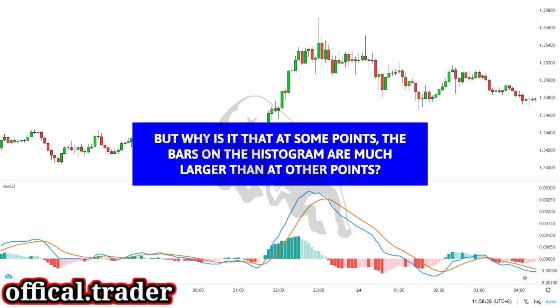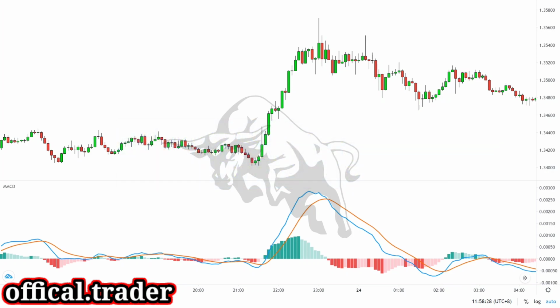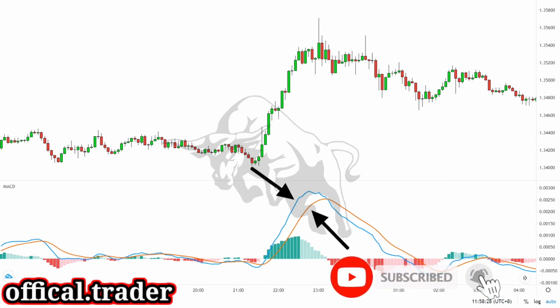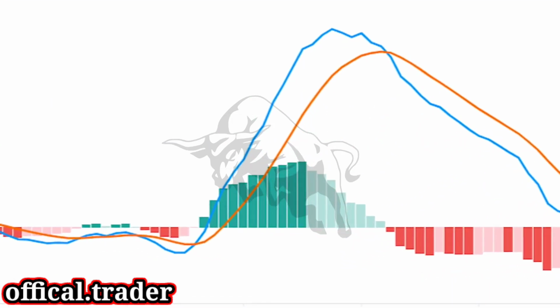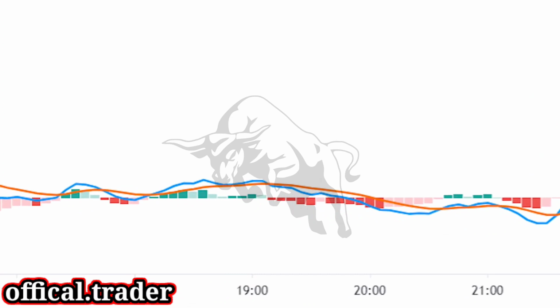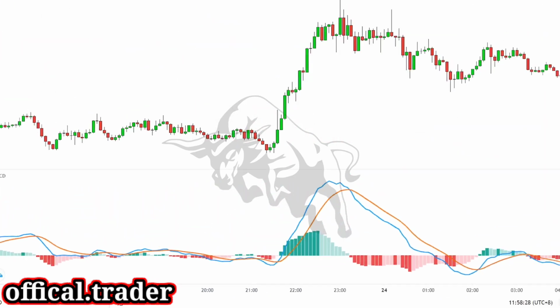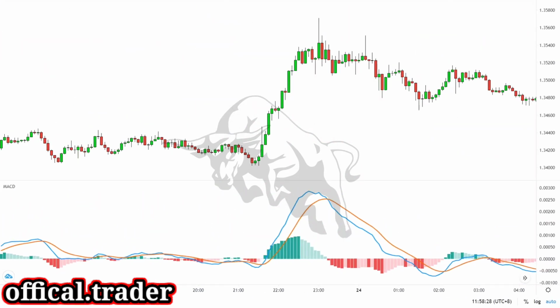But why is it that at some points the bars on the histogram are much larger than at other points? This is because the histogram plots the difference between the MACD line and the signal line. So the further away these two lines are from each other, the bigger the bars on the histogram will be. So when the lines are very far apart from each other, you will see these large bars forming on the histogram. And you'll notice during the times when the lines are very close together and are kind of zigzagging back and forth over one another, you'll see these very small bars forming on the histogram due to the fact that there is hardly any space between the MACD line and the signal line.